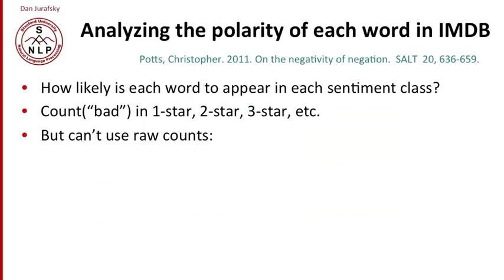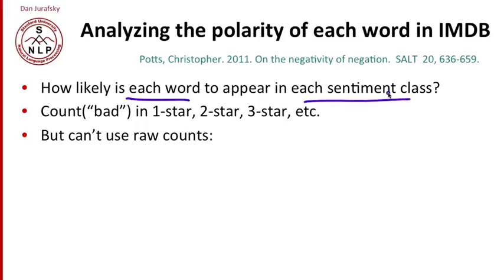We might want to look at each of the words and talk about what the polarity is of words, the words that we get from these lexicons, if we're looking at a database like IMDb. And there's some nice research by Chris Potts looking at this. So he asked the question, how likely is each word to appear in each sentiment class?